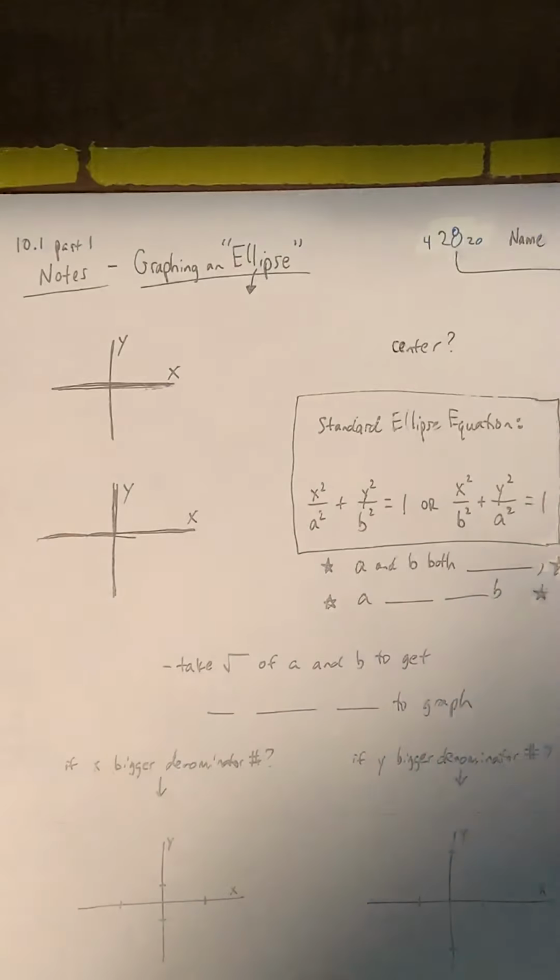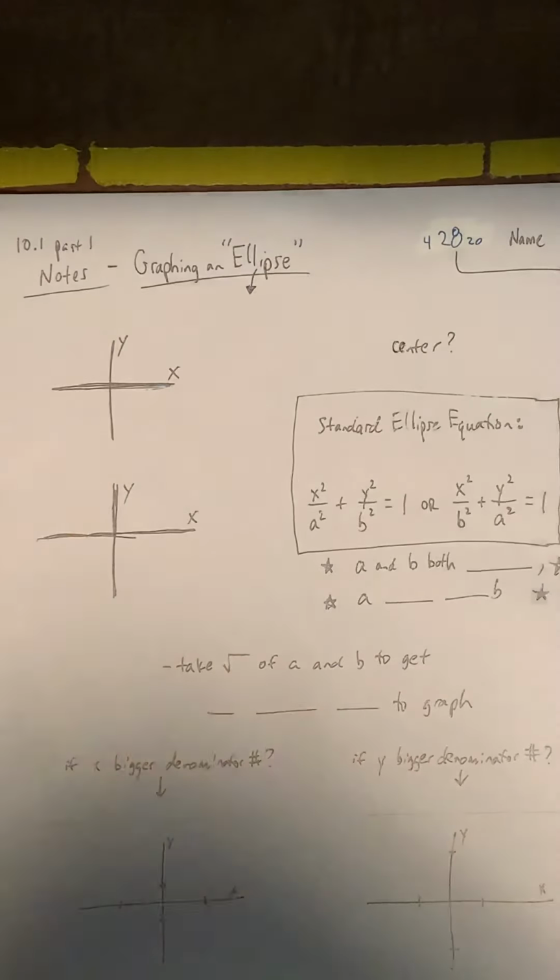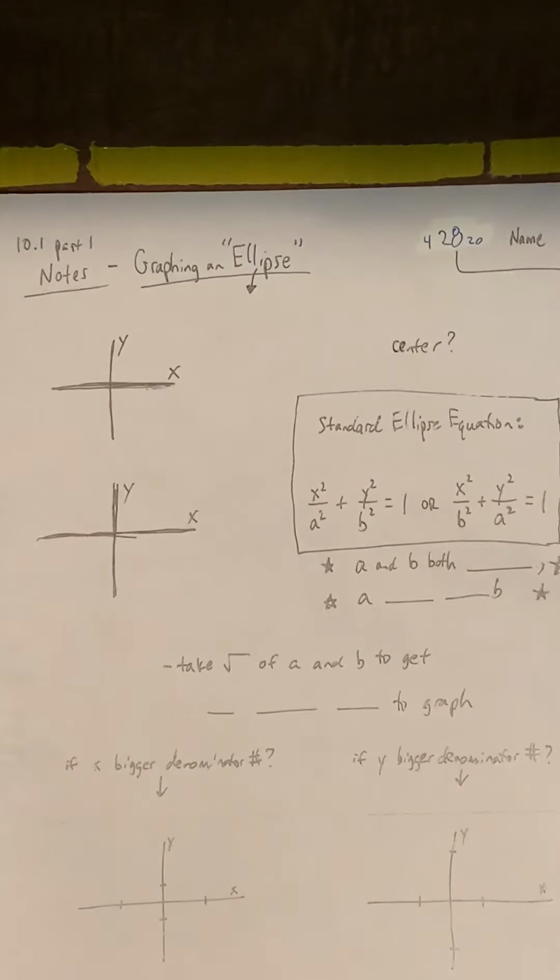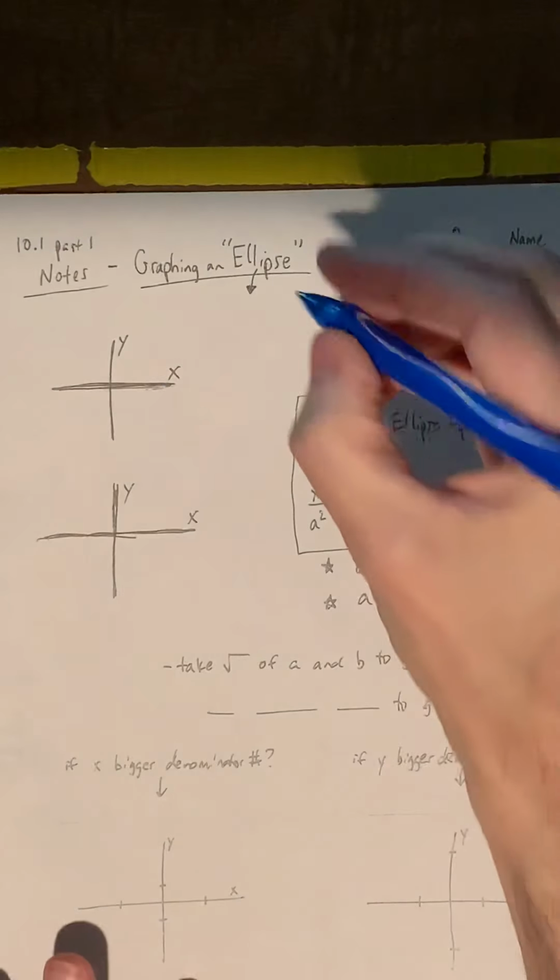Okay, hello everybody. Today we're going to talk about section 10.1, part 1. We're going to still graph, and we're going to graph a different shape today, something we haven't looked at or done before. We're going to graph an ellipse. An ellipse is an oval-shaped graph.